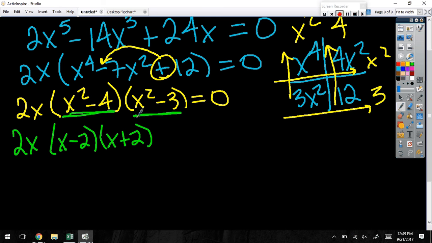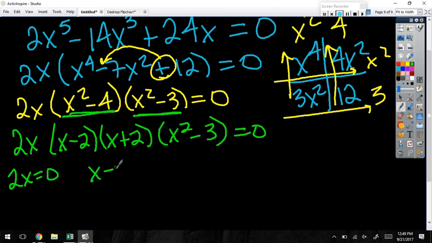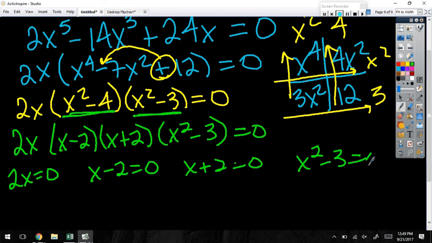How about that one? No. Is it now factored completely? So now I'm ready to take each piece and do what? Set them equal to 0. That'll be good. That's easy. 2x equals 0. x minus 2 equals 0. x plus 2 equals 0. x squared minus 3 equals 0. All of these are pretty straightforward except the last one. The first one you get x equals what?